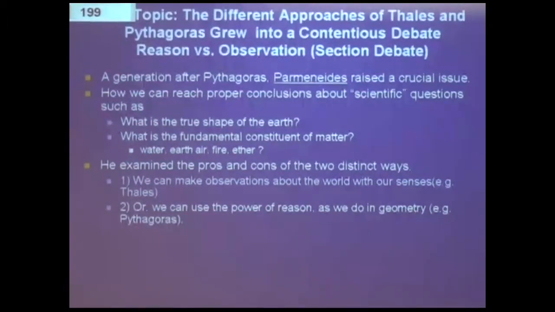He criticized two methods of looking at nature that his predecessors had used, and he looked at the pros and cons of these two methods. In one method, we make observations about the world with our senses, like Thales did, looking at the flat earth and the hemispherical universe. Or you can use the power of reason, symmetry, or rational analysis as we do in geometry, which Pythagoras had emphasized. And Parmenides said, if you consider these two ways, the second way is superior.